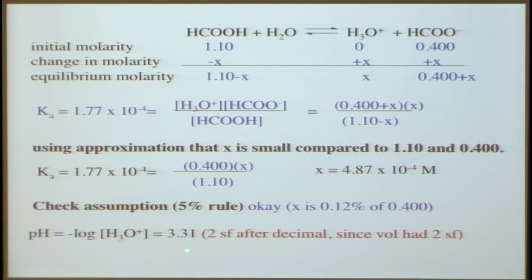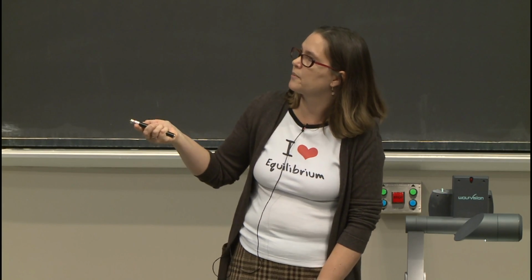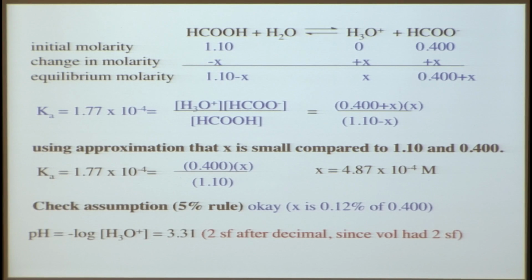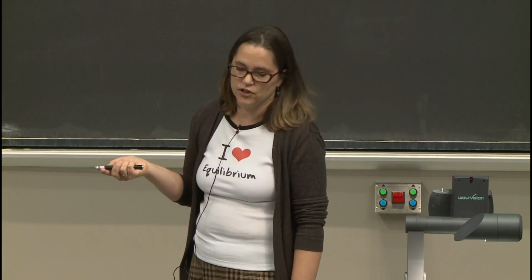So pH is minus log of the hydronium ion concentration, which here is 3.31. This only has 2 significant figures after the decimal, because if you remember, back on the other page, the volume only had 2. So actually, all these numbers here really just have 2 significant figures. We carried an extra, but it really just had 2.